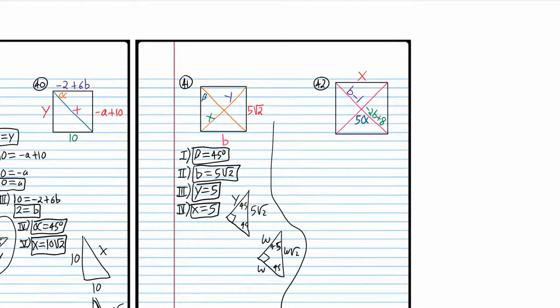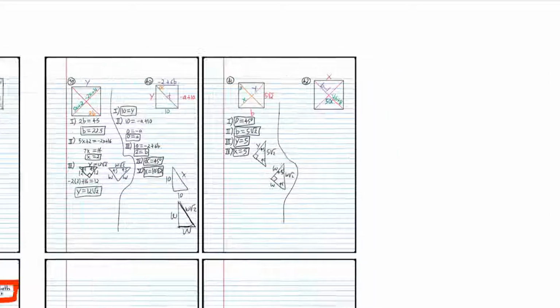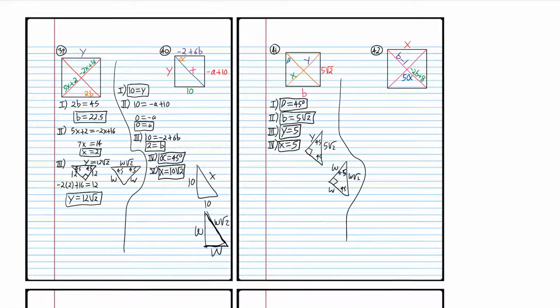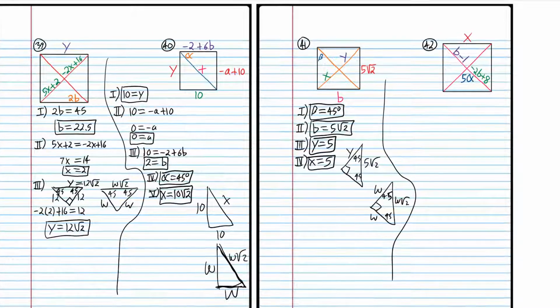Try number 42. It looks like this is going to be the last one for today. I'm proud of you if you've gotten this far. So try number 42. I'll keep those in the window, and when you come back, we'll do it together.